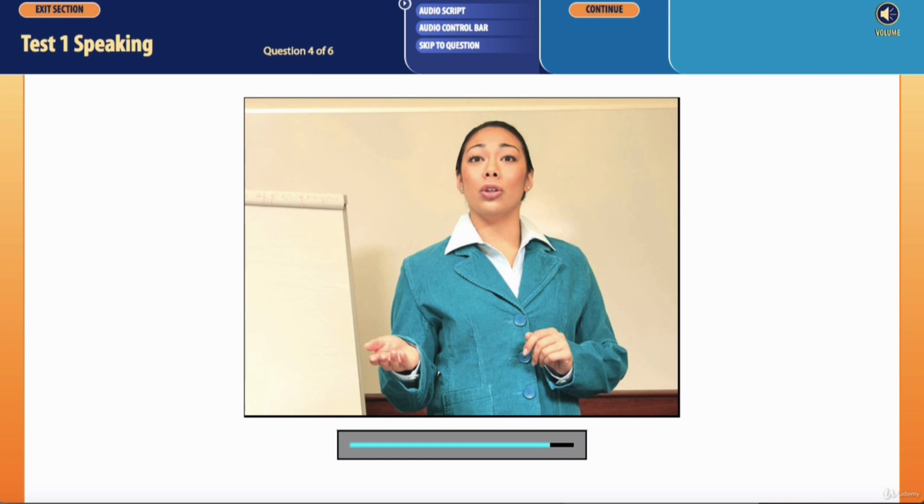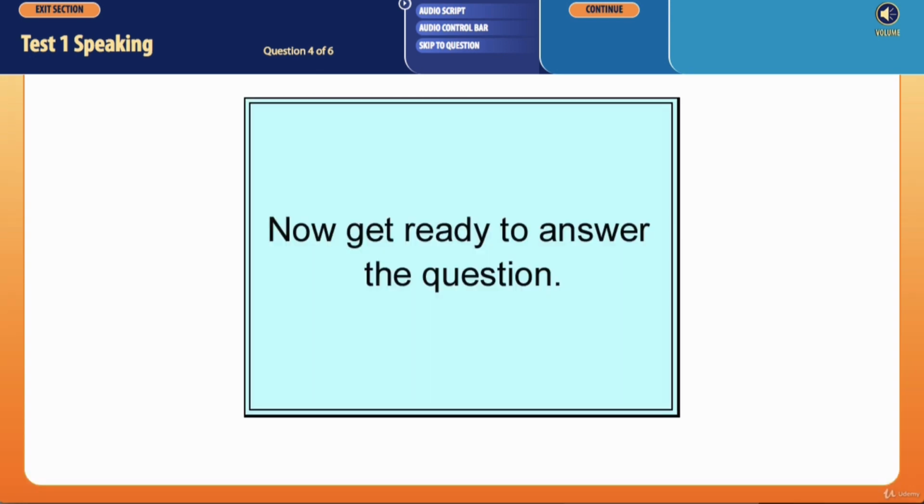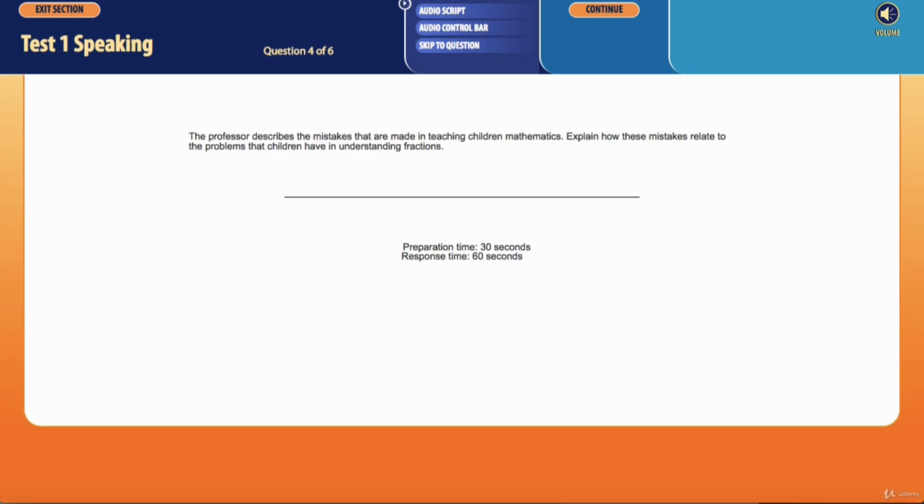It's also true that teachers too often assume that children understand the mathematical symbols being used. For example, the symbol for percentages. Unfortunately, too often that is an incorrect assumption. The professor describes the mistakes that are made in teaching children mathematics. Explain how these mistakes relate to the problems that children have in understanding fractions. You may begin to prepare your response after the beep.